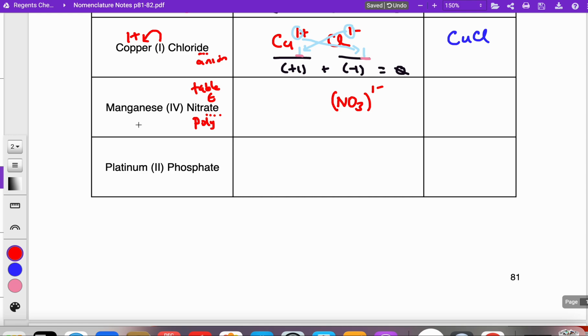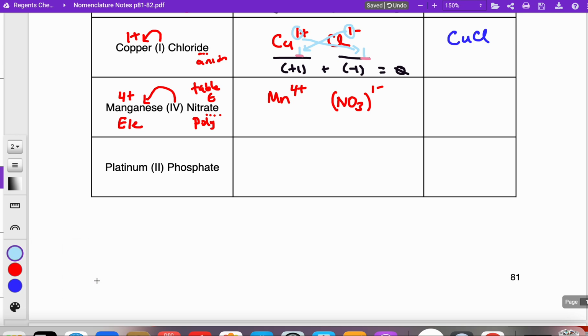Manganese is not on table E, so I know it's an element. So I go to table S and I find that manganese's symbol is capital M, lowercase n. I have this Roman numeral 4. It's manganese 4. So that means that the manganese is using an oxidation state of +4 because the Roman numeral represents the value of the positive charge.